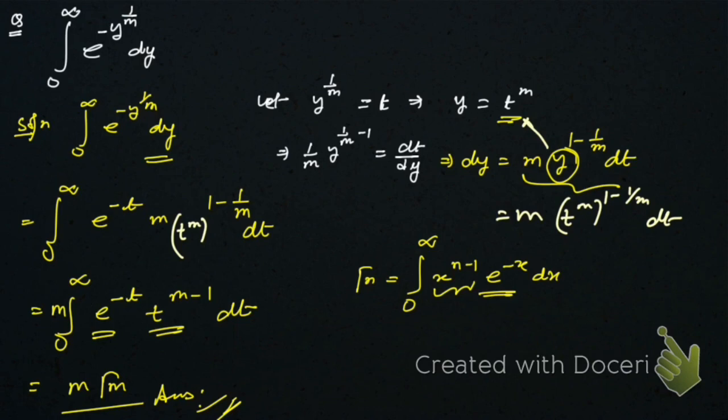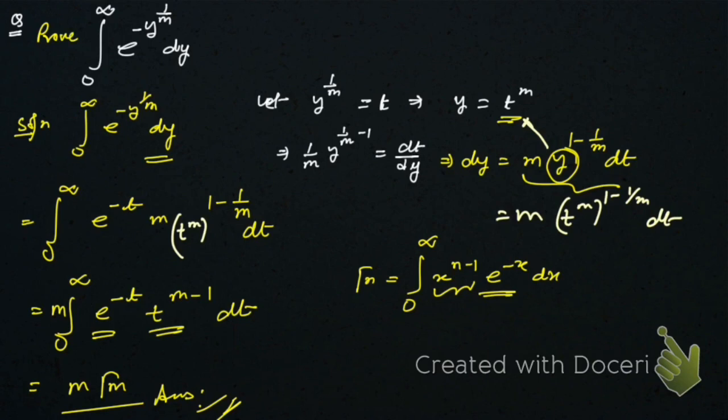So here the question was something like this: prove that this is equal to m gamma m. So hence it is proved, right? So now let's move on to the next question.